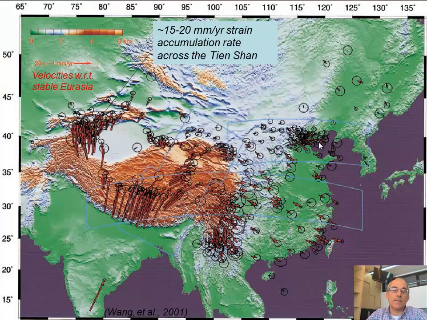So this just shows the convergence from GPS across all of Asia. And you can see these velocity vectors between northwestern Tibet and the sort of stable Eurasian platform. You see the arrows change length a lot. And so that's the convergence across the Tian Shan is maybe more than 10 millimeters a year. So that's why those thrust faults are there.